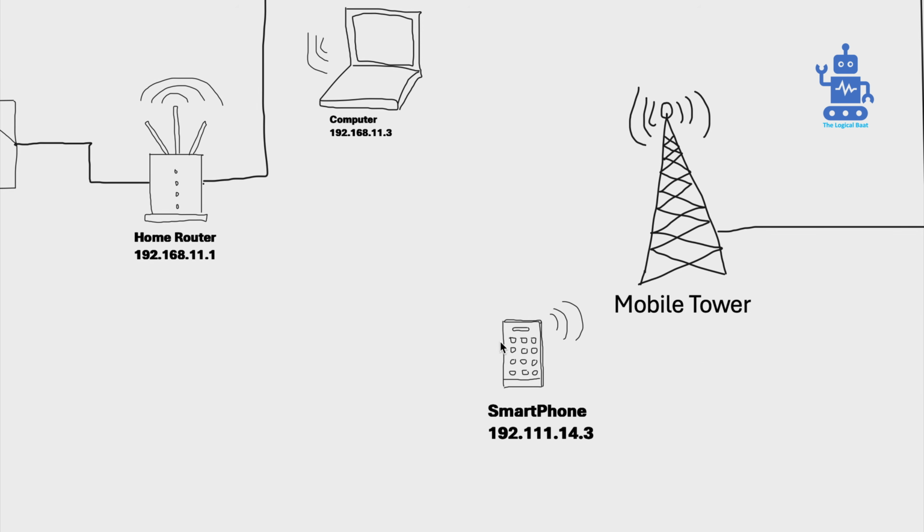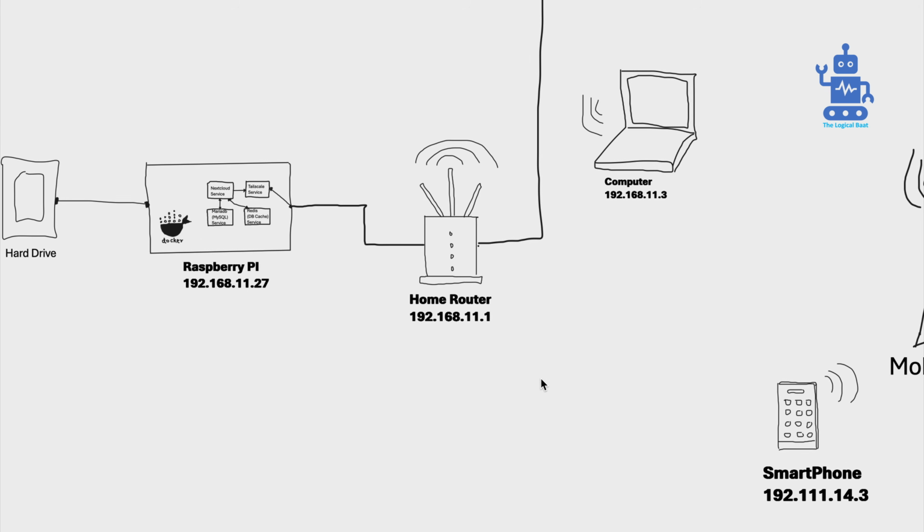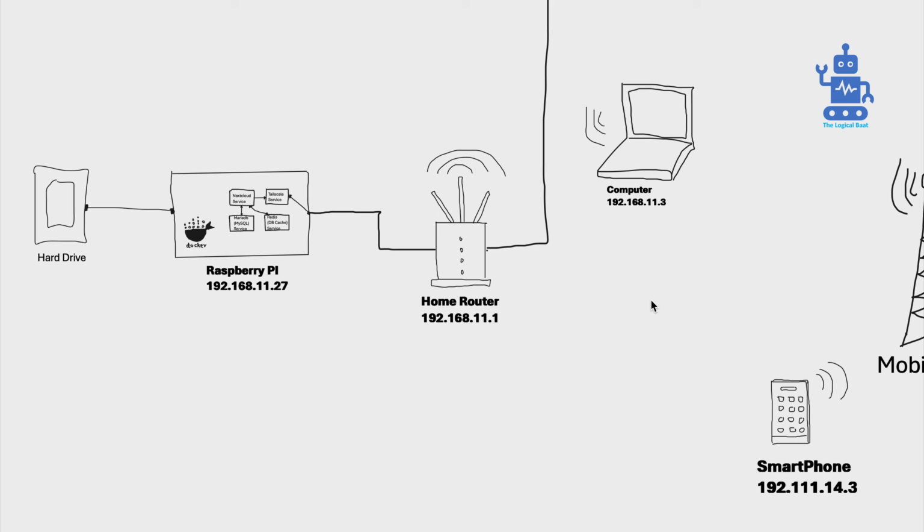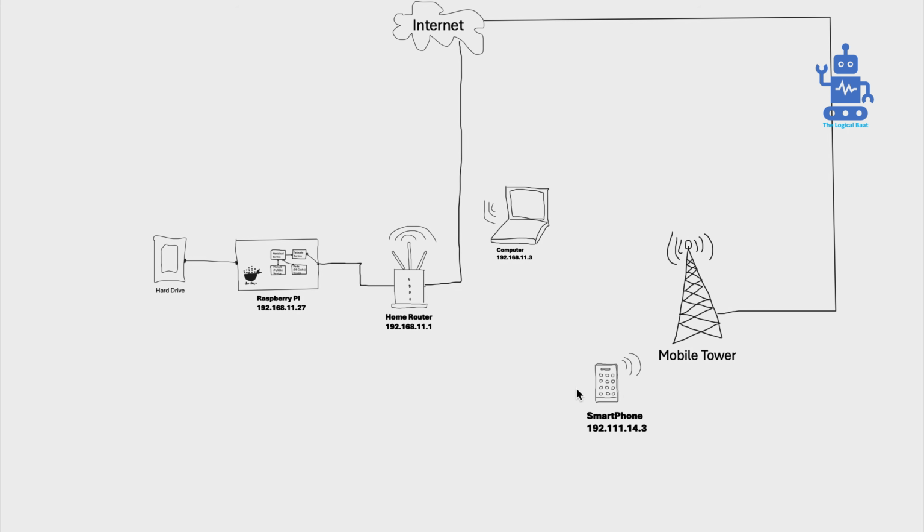But the smartphone is not connected to my home router in this situation. The smartphone is connected to the nearest mobile tower and it is accessing the 4G network. So essentially there is no direct link between the computer and smartphone. I cannot ping my computer from my smartphone and vice versa. But I can ping my Raspberry Pi using my computer because they are on the same network. Did you get my point? Okay, so now what if I want to access this Docker container running on the Raspberry Pi on my smartphone?